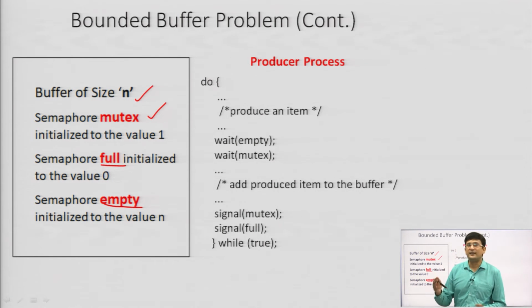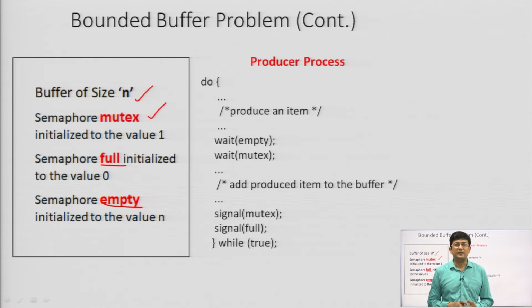Let us say there is another thing that is known as the empty. Empty means how many empty slots there are in the buffer. So, if the size of the buffer is n, initially we will have n empty slots. When one item is produced, the number of empty slots will decrease. When another item is produced, this will again decrease by 1. Okay? So, now this is the producer consumer problem.